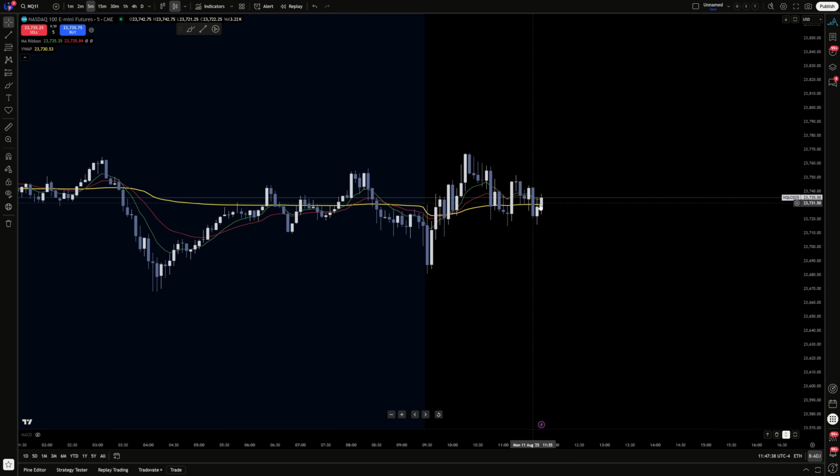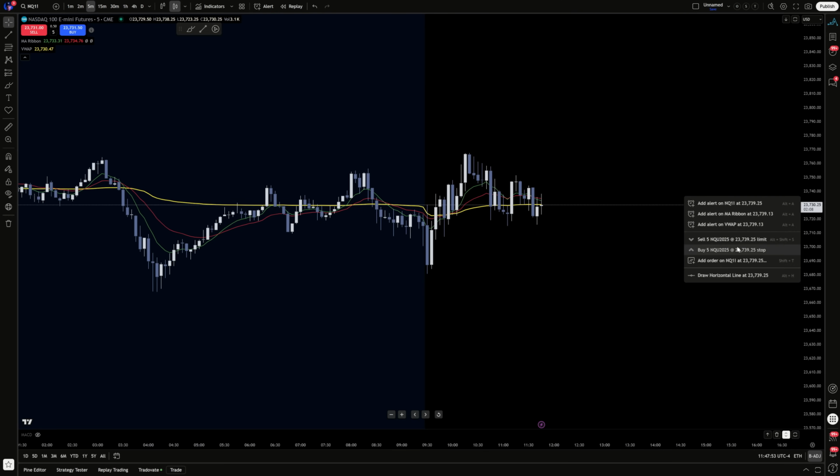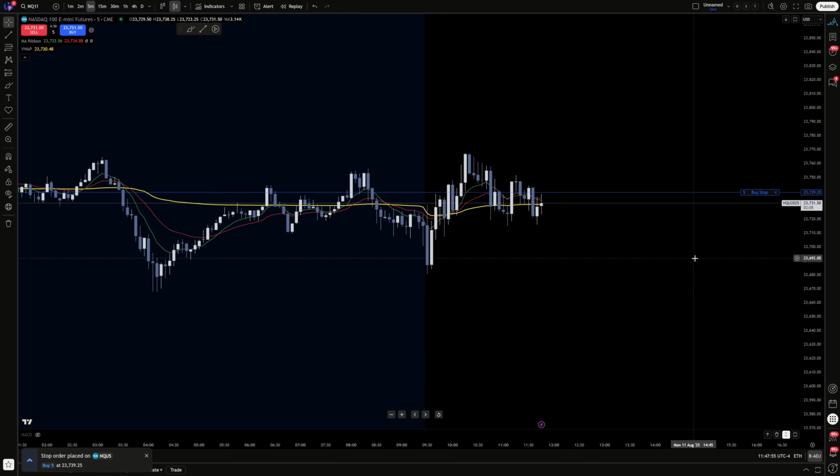So here we have a bounce off. It looks like I can get a candle close above an EMA here, of which I may go bullish. So what I'm going to do is set a buy order right here, right there. That's going to be my buy order, and I'm going to leave it alone.